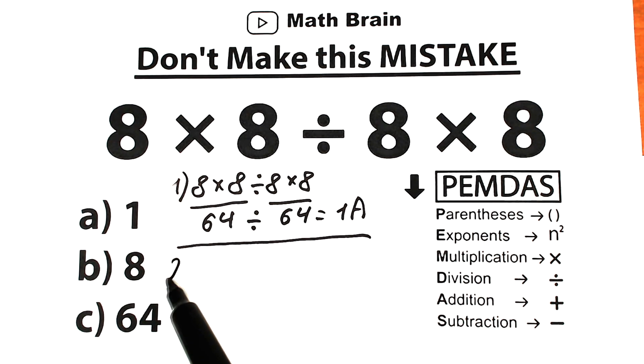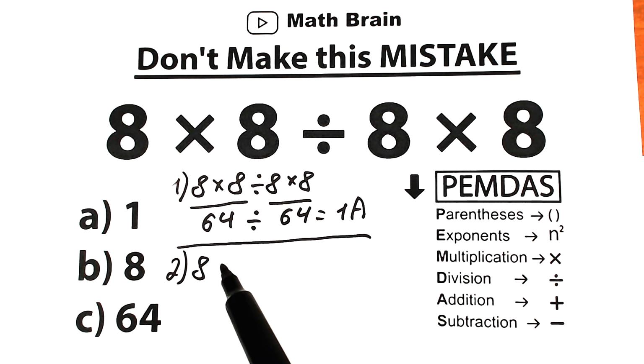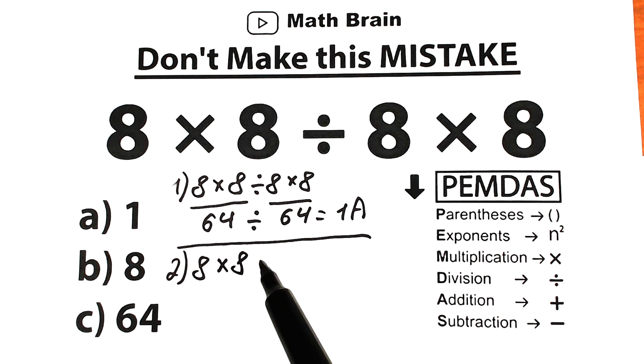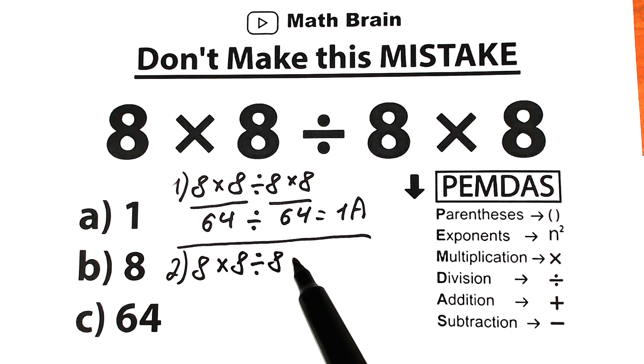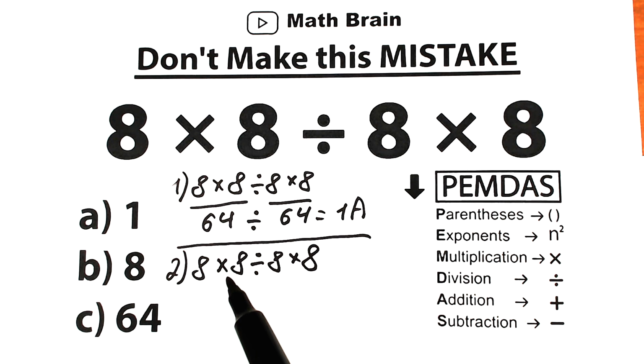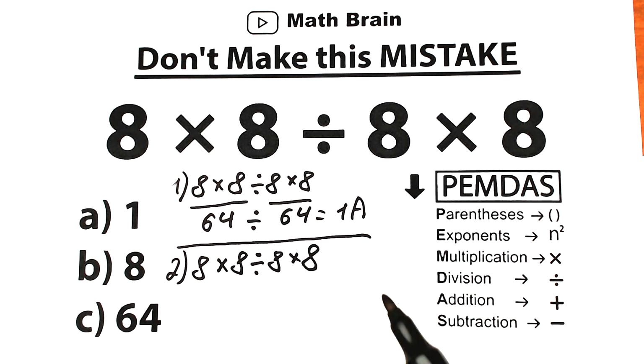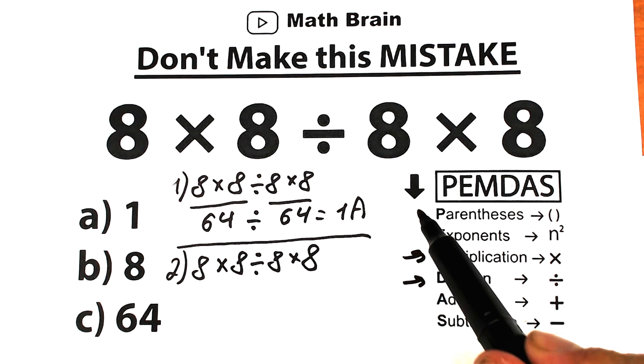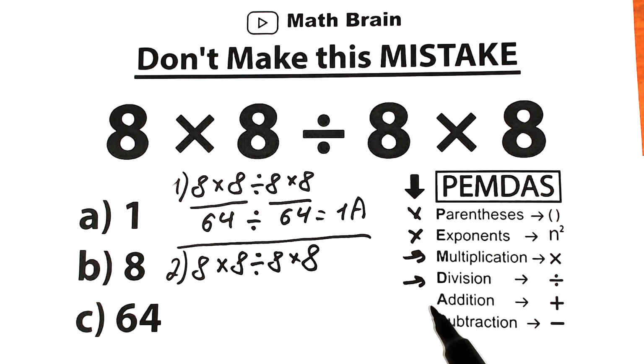So let's solve our challenge according to PEMDAS order of operation. We have 8 times 8 divided by 8 times 8. Let's scan our challenge. What do we have? We have multiplication and we have division. Multiplication we have right here, division we have right here. We don't have any parentheses, we don't have any exponents, addition and subtraction, right? We only have multiplication and division. What should we do at first, guys? We should multiply or we should divide. We should solve our challenge in a strict order from left to right.